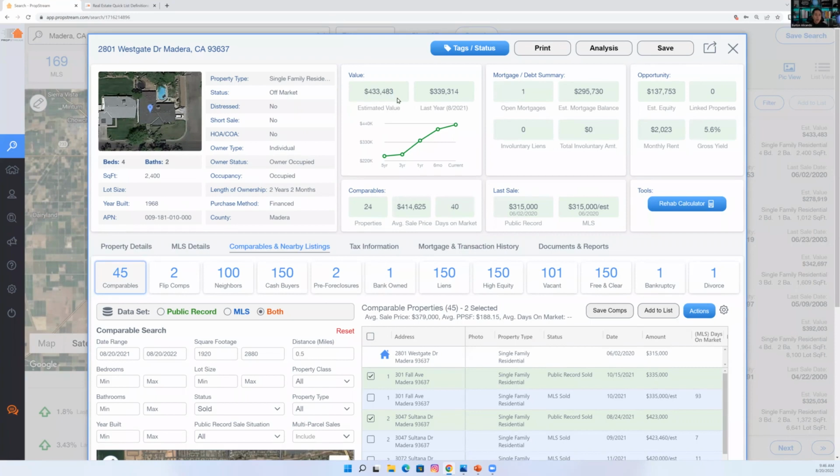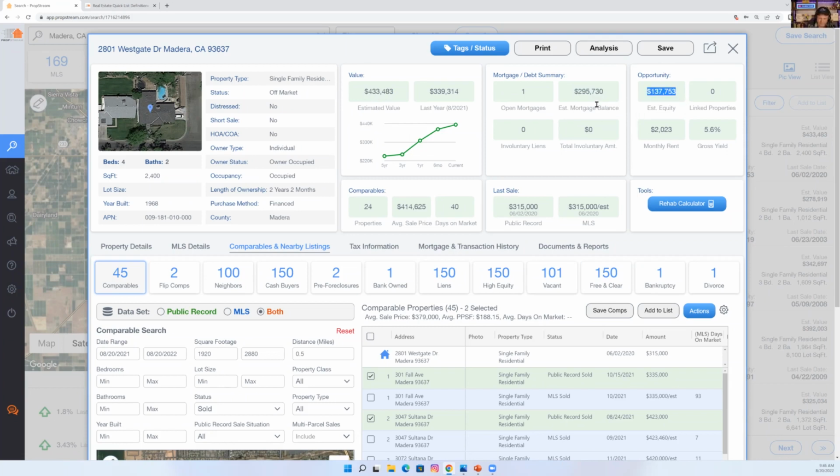But how do we calculate our equity? We take this AVM, which is already an estimate, and then we subtract what we believe is the estimated mortgage balance. So now you're taking an estimated number and subtracting another estimated number, which gives you an estimated equity. So this could be off, that could be off, and that could make it double off.